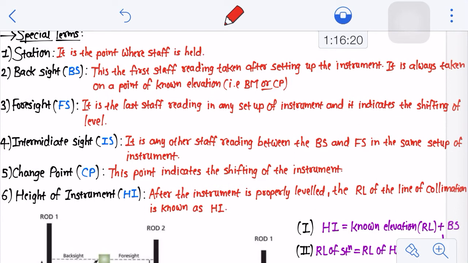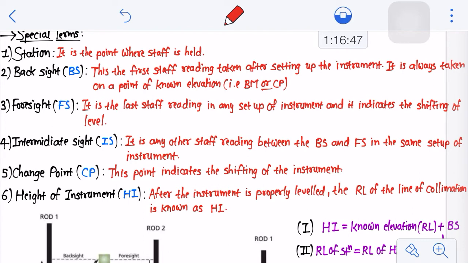In a similar way, there is another sight, or reading, known as foresight, which is known as FS. Foresight is the last staff reading in any setup of the instrument, and it indicates the shifting of level. That means once you see the foresight reading in your record book, you should understand that this was the last staff reading taken from that point, and now your instrument has changed its position.